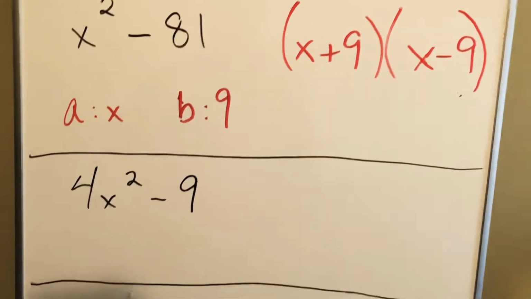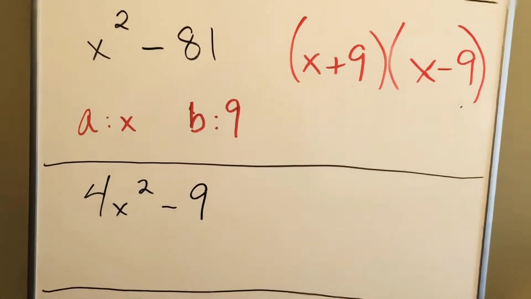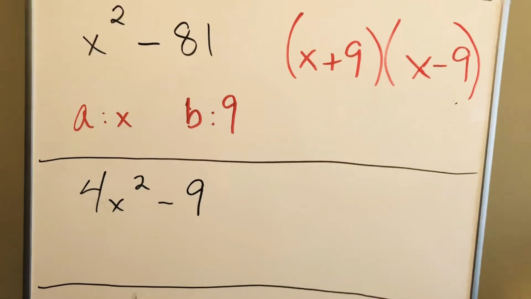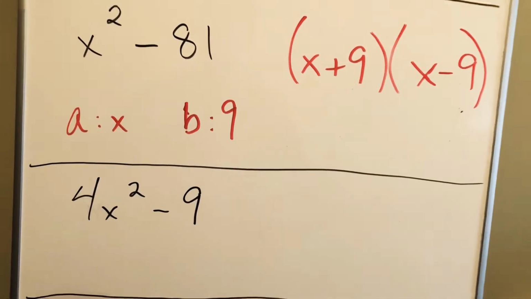Let's do two more examples. 4x squared minus 9. Now we have a coefficient in front of the x squared term. I'm going to look for a GCF. I still can't factor one out. However, both of these terms are still perfect squares.